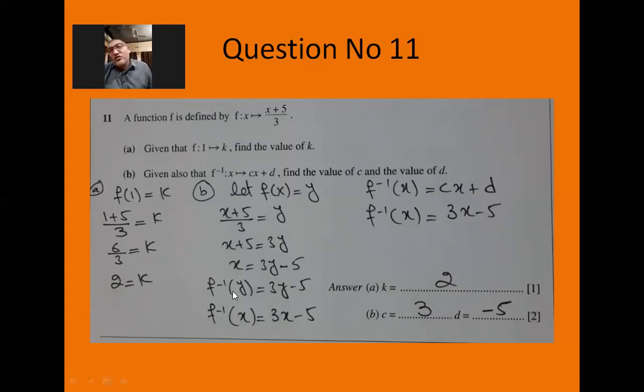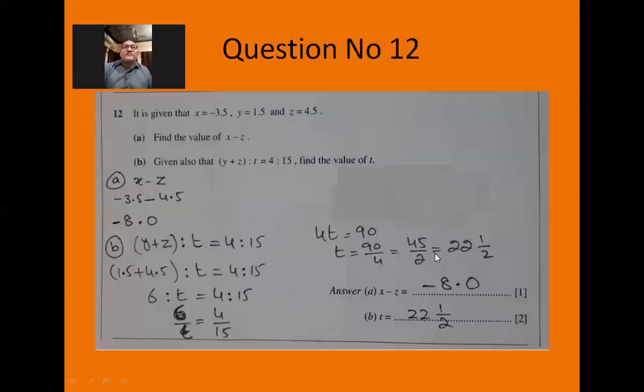So when you have x equals 3y minus 5, in the place of x, I will write f inverse y equals 3y minus 5. Then I will change the variable. So you will have f inverse of x equals 3x minus 5. So this is the formula for the inverse. They said that the inverse formula will be cx plus d. We have found that the inverse formula is 3x minus 5. It means the c value is 3 and the d value is minus 5. So this is question number 11, and hopefully you understand.